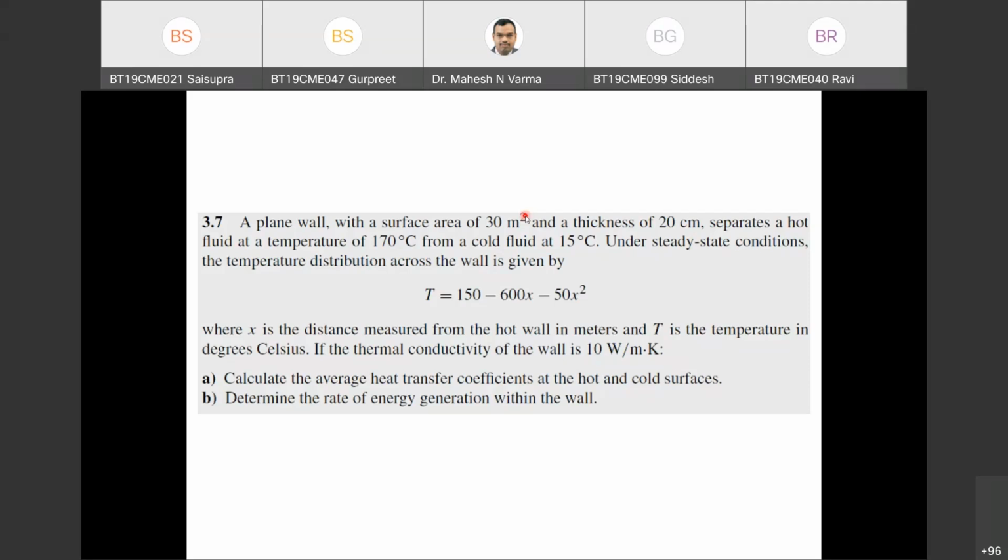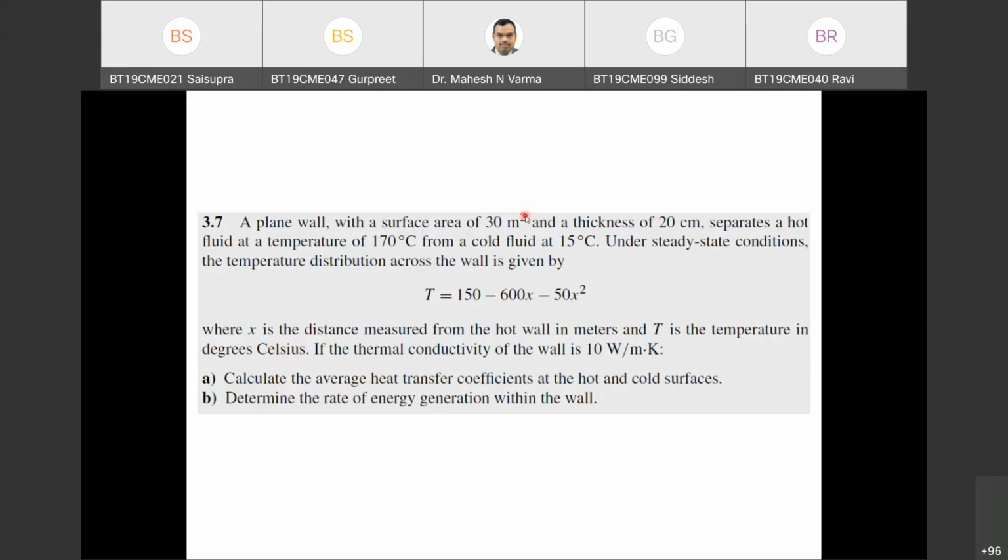Yeah, very good. So it is not per unit volume; it is the rate of heat generation within a wall multiplied by volume. How to get the volume? It will be area multiplied by thickness. So area is 30 meter square multiplied by thickness 0.2, so it will be 6 meter cube. 6 multiplied by 1000 watt per meter cube, 6000 watt.